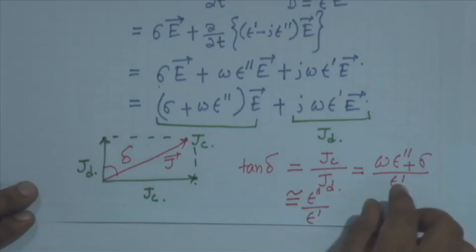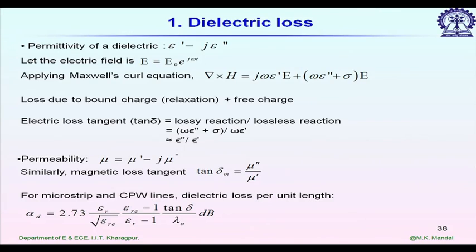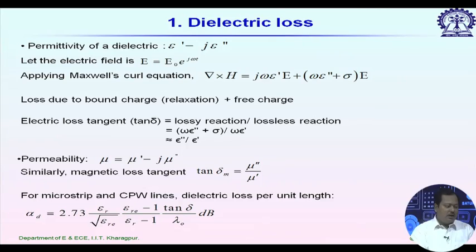Now, let us go back to our slide. So, in general, the electric loss tangent, tan delta, is defined as the lossy reaction by the lossless reaction, which we see is equal to (omega epsilon double dashed plus sigma) divided by (omega epsilon dashed). So, if I plot loss tangent versus frequency, what do you think, will it increase or decrease?